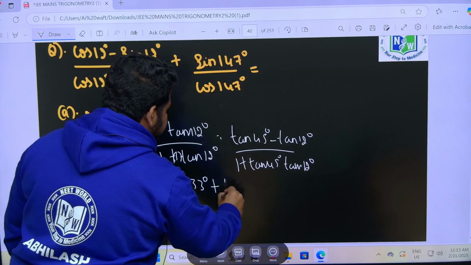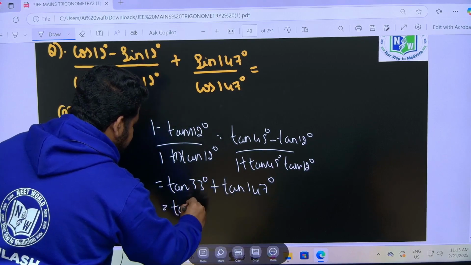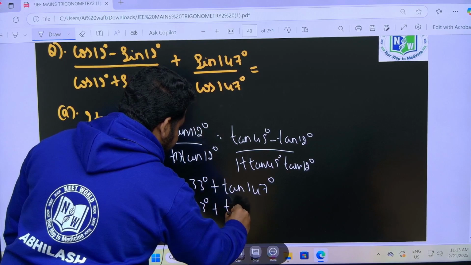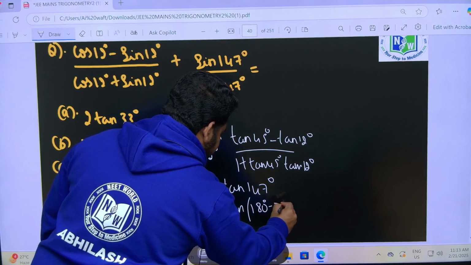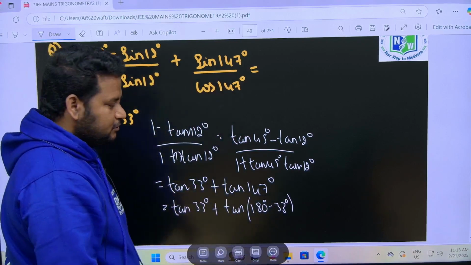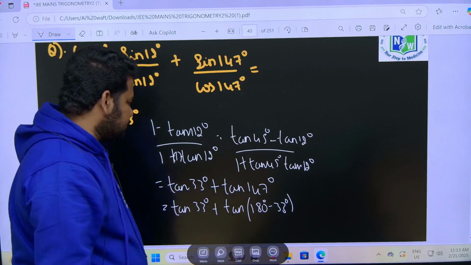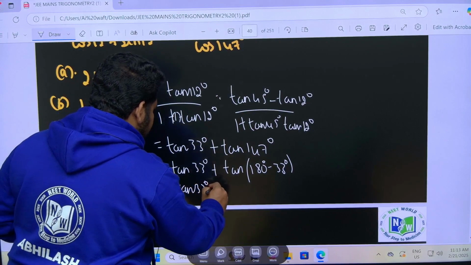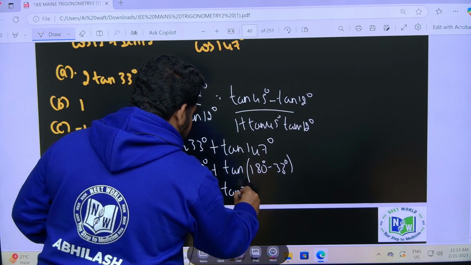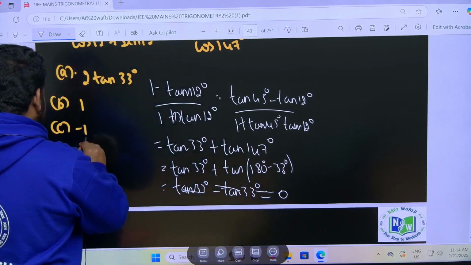Sin by cos is tan. We have tan 147 degree. Tan 33, I'll write it as it is, plus tan 147, I can write as 180 minus 33. This is an even multiple of pi by 2, so tan will remain tan. But tan 147 is in which quadrant? It is in the second quadrant. So this will be minus tan 33, because in the second quadrant tan is negative. You will get the answer as 0. That is option D, friends.